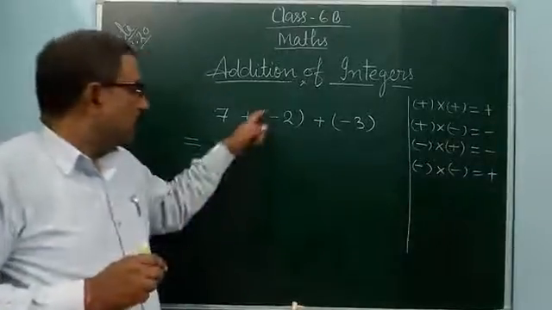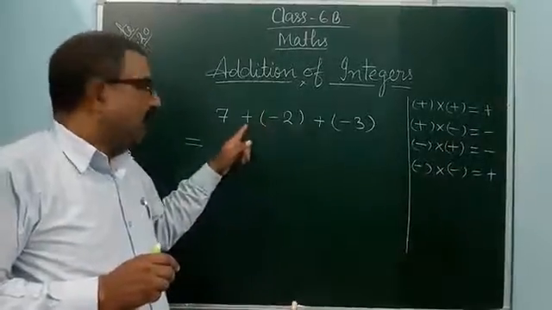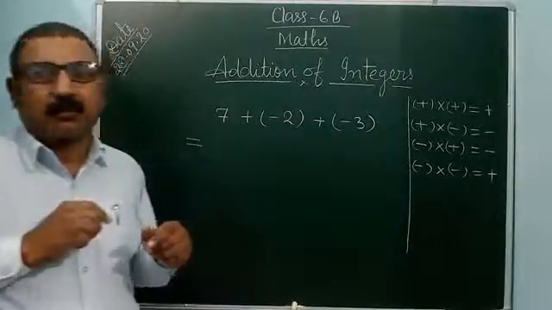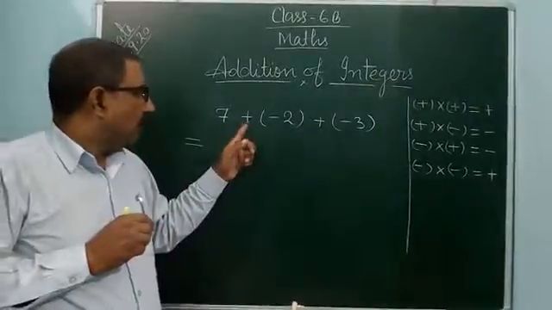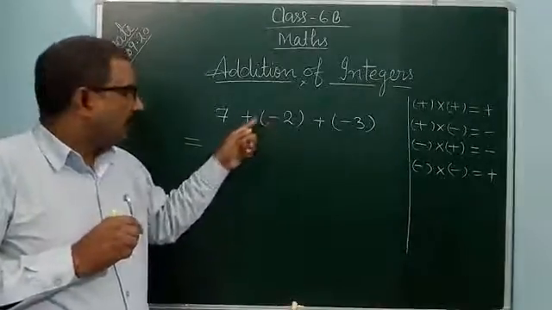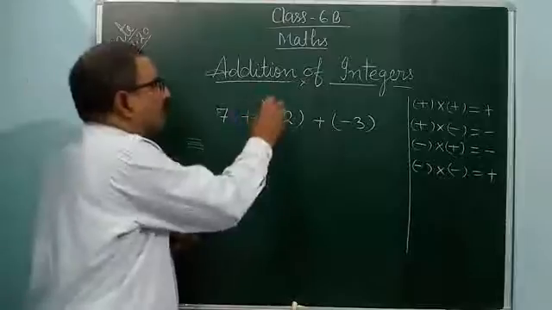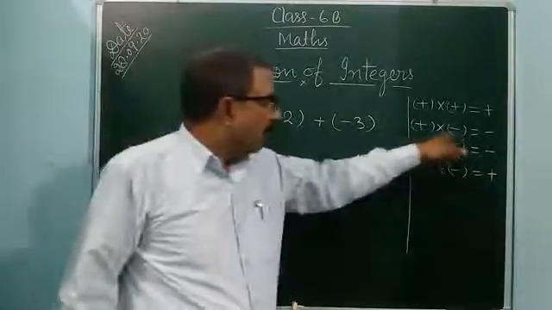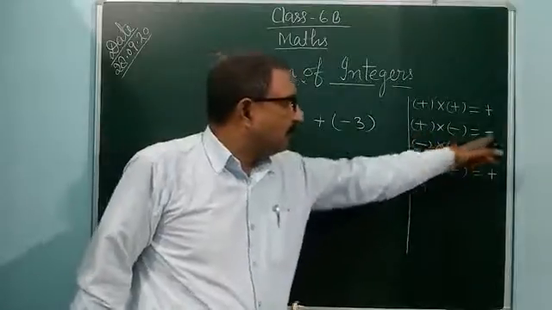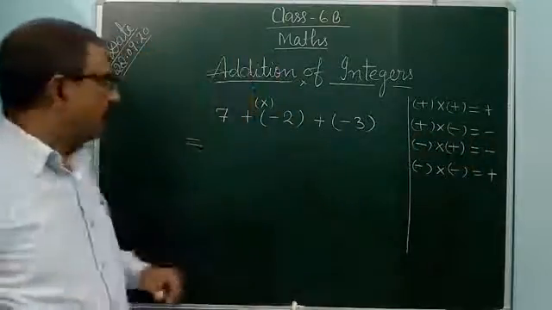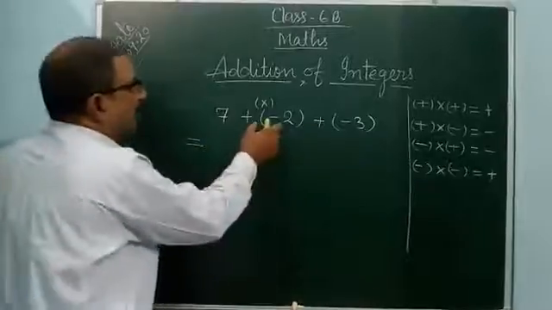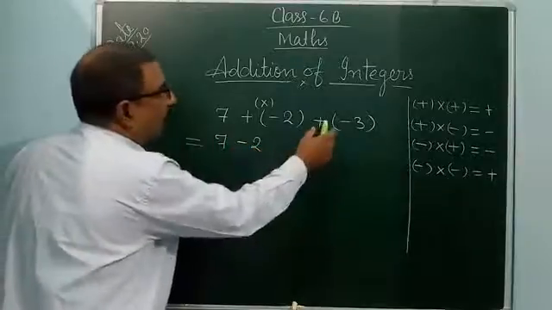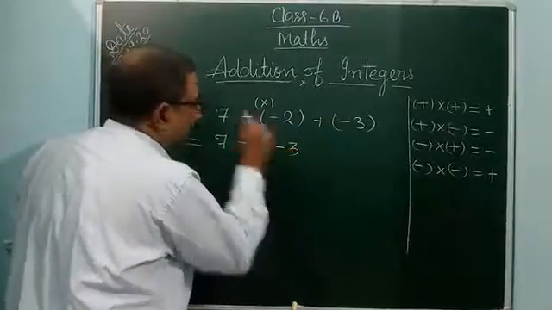If there is a bracket and outside the bracket a symbol is given, you have to multiply the symbols. It means between plus and minus, it is the multiplication symbol. If you multiply plus with minus, it will always become minus. So in this way, really it is minus. So 7 plus minus minus 2 and plus minus minus 3.